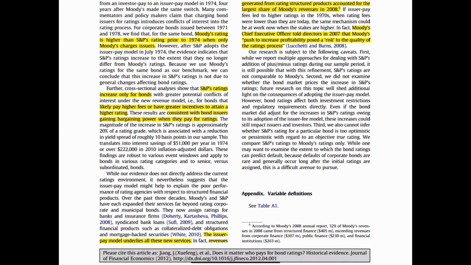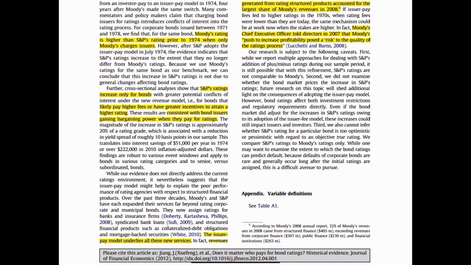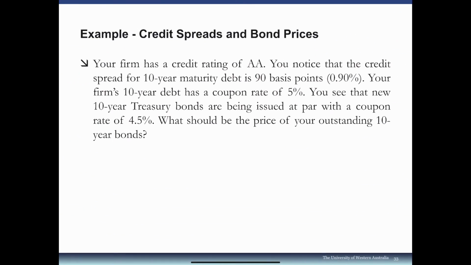And the article title is this: Does it matter who pays for credit ratings? Historical evidence. All right, feel free to read it. It's available on the UWA library website through OneSearch. All right, anyway, now let's look at an example of just focusing on credit spreads and see how that would change the bond price.